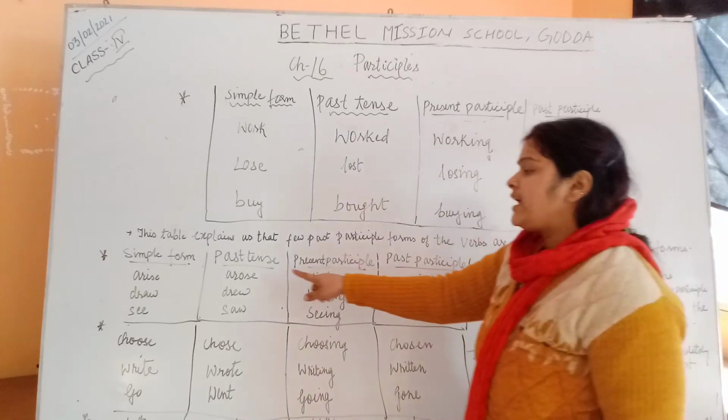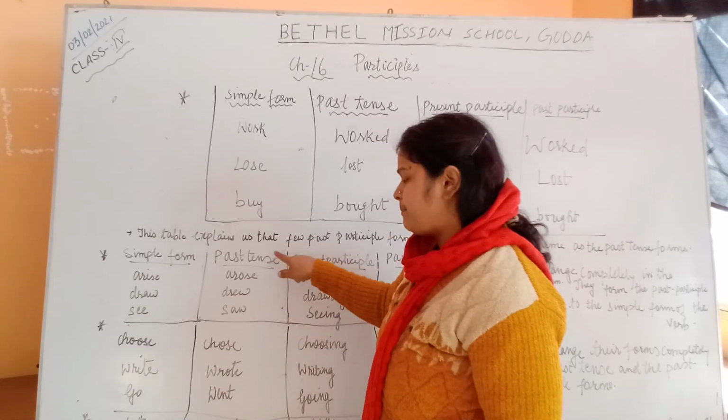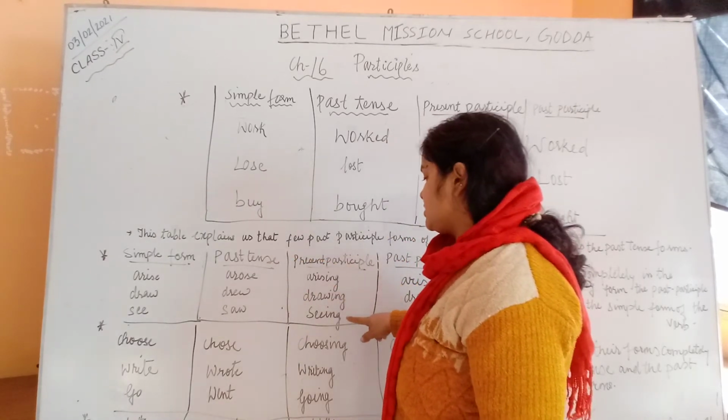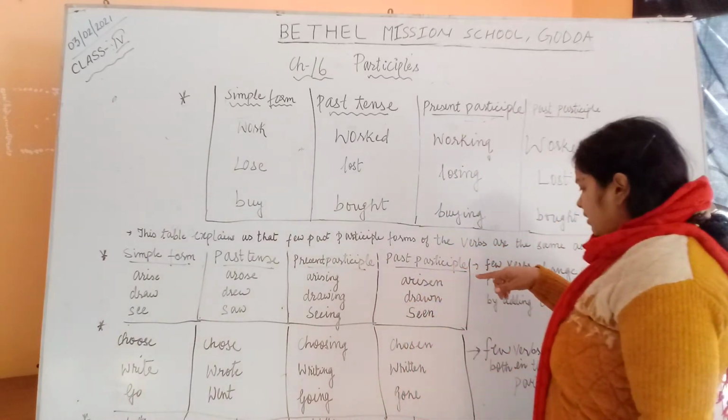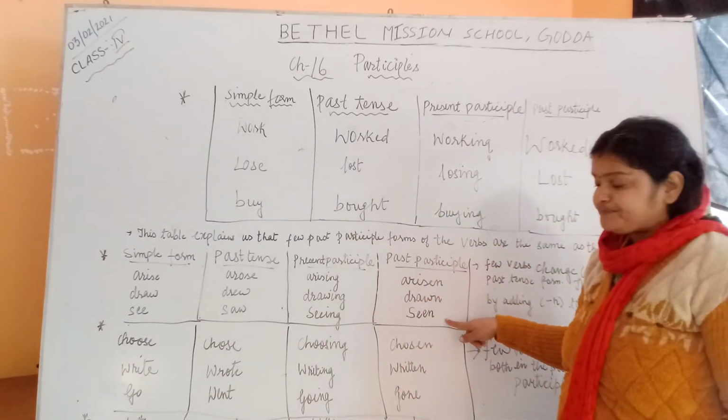Okay? Again I am repeating. Arose, drew, saw, past tense. Present participle: arising, drawing, seeing. Past participle is arisen, drawn, seen.